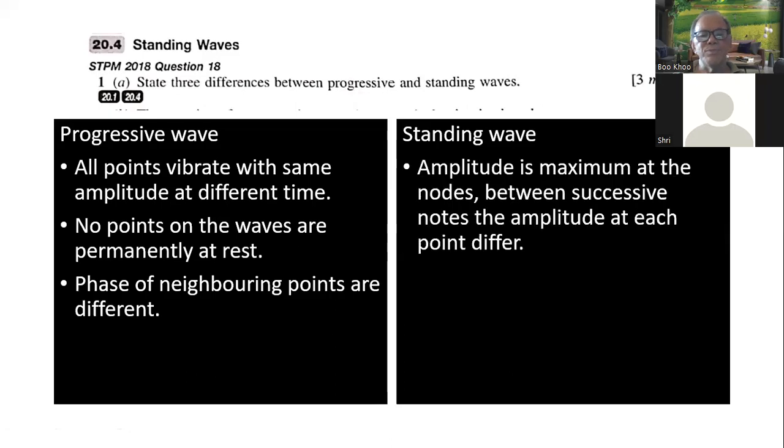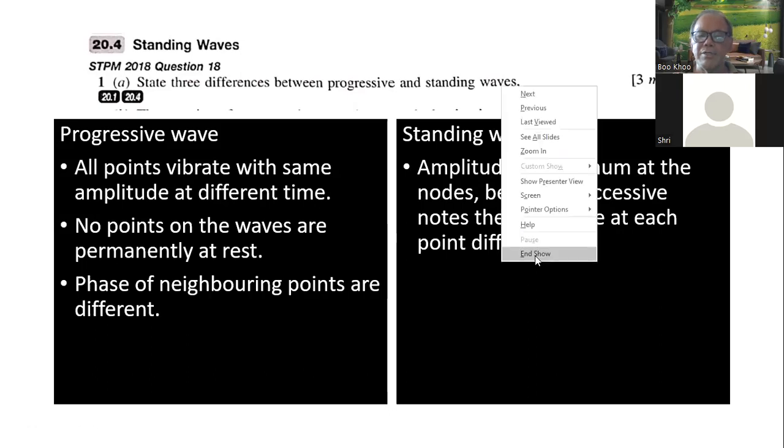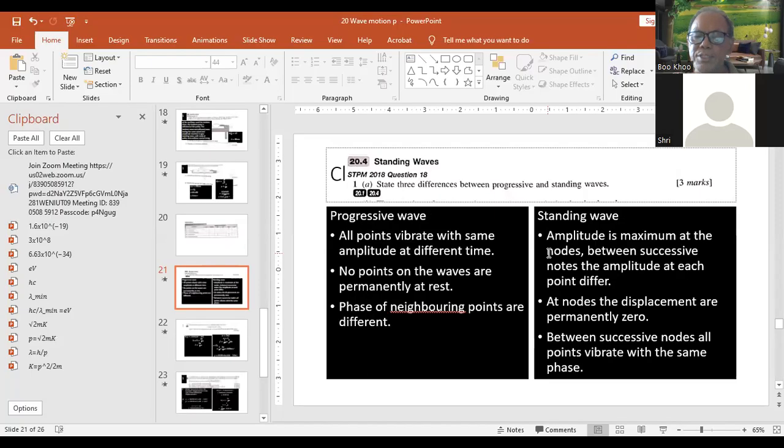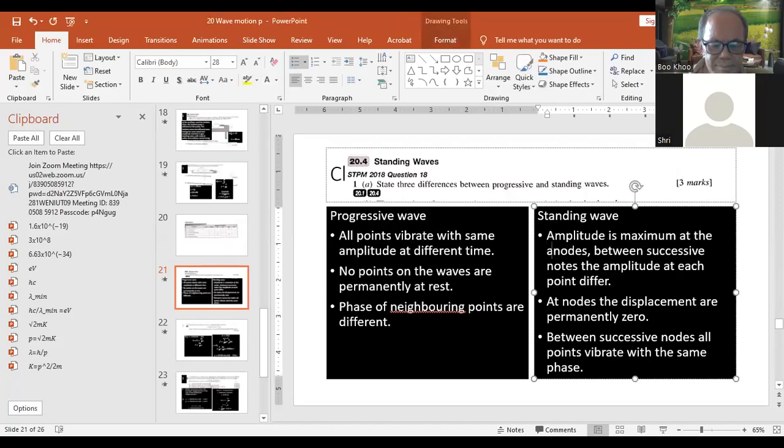For standing wave, amplitude is maximum at the... what am I doing? Sorry. Amplitude is maximum at the antinode. Between successive nodes, the amplitude at each point is different.